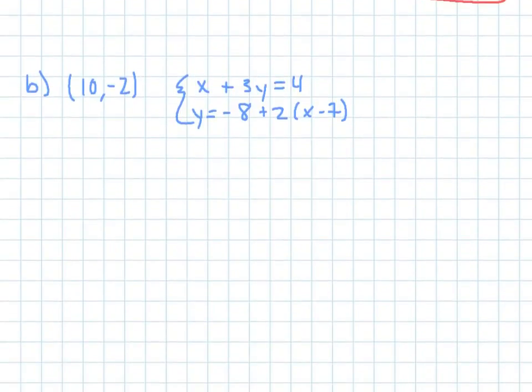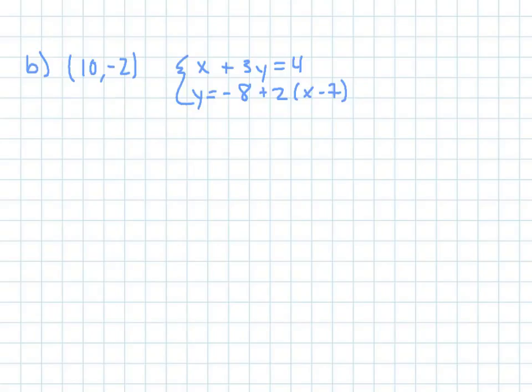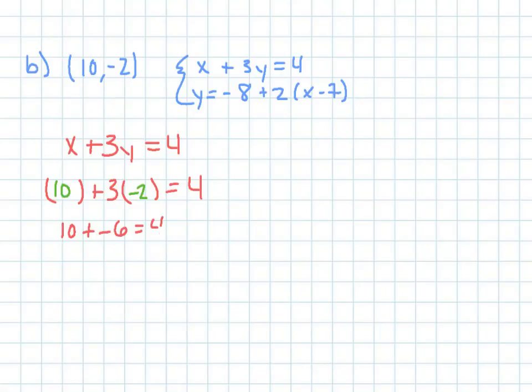So letter B says (10, -2). So I want to plug in my points. So for the first one, now remember before when we were graphing we had to solve for y. Here it doesn't matter if it's solved for y or not. I can still plug these in and do the same thing. So I make my parentheses. 10 is my x, -2 is my y. So I've simplified now. 10 plus 3 times -2 is -6. And then 10 plus -6 is 4. So 4 does equal 4, so this one works.